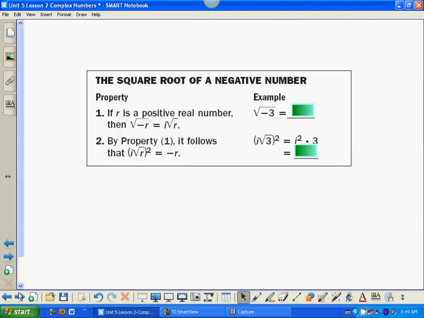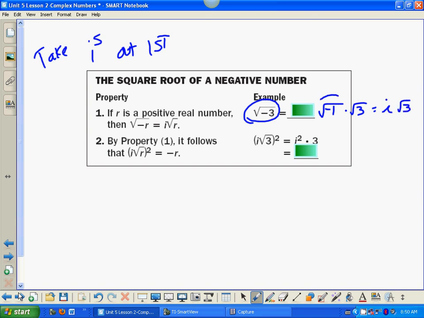All right, when you're taking the square root of a negative number, this is what's important. You always need to take the i's out first. Take your i's out first. So if I have the square root of negative 3, you need to think of that as the square root of negative 1 times the square root of 3. So I get i times the square root of 3. We're going to replace the square root of negative 1 with the imaginary unit i. The 3 does not simplify, so it stays there.